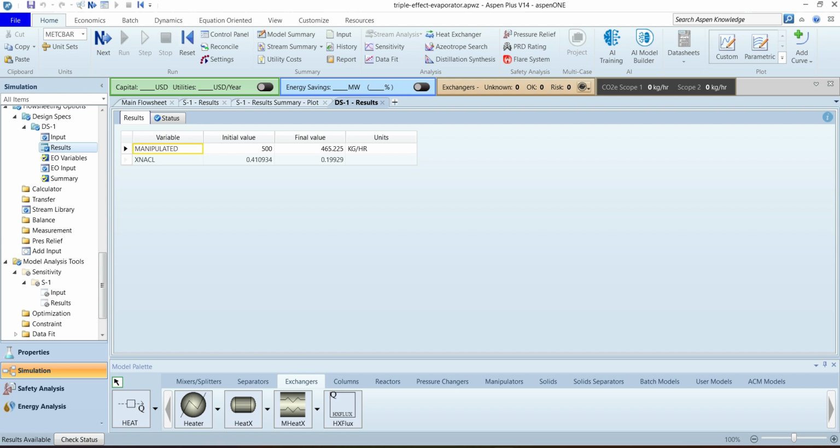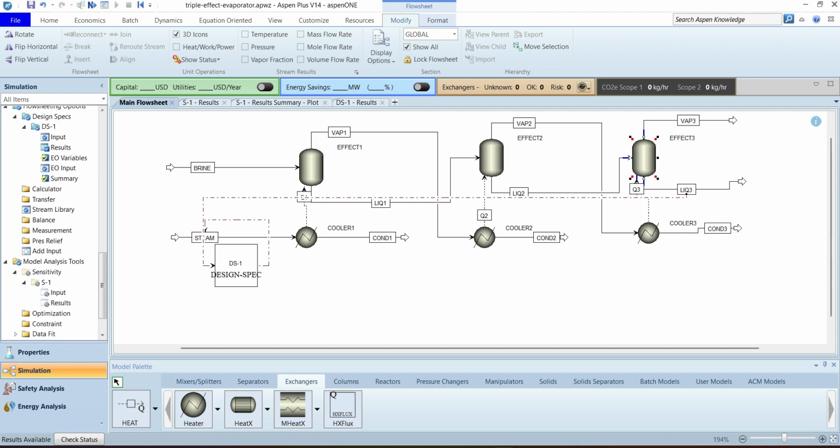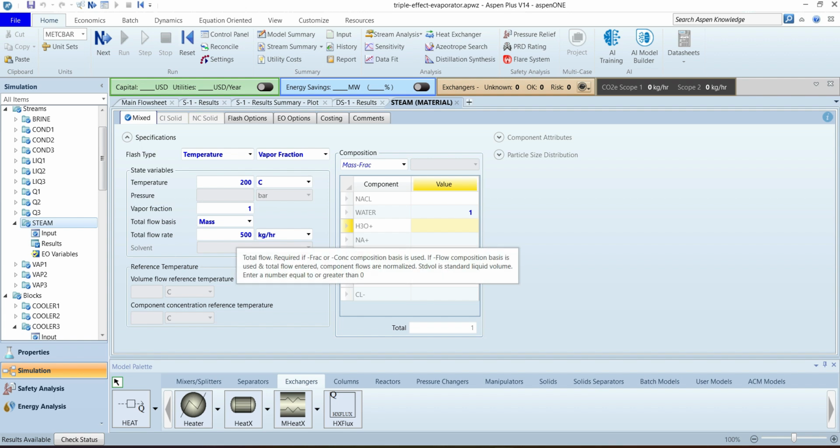So the last value was when the steam flow rate was 500 kilograms per hour and the brine concentration was 41%. To achieve a 19.9% or 20% with the tolerance of 0.001, we need a 465.225 kilograms per hour of the steam flow rate. So we can copy this number and change at the inlet of the cooler 1 or we can change the number of steam flow rate from 500 to 465 kilograms per hour.